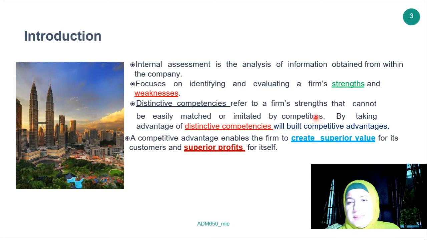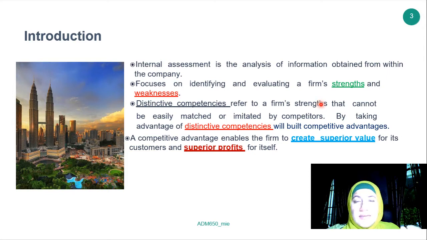So, the introduction. We're talking about these internal factors. You need to assess the firm's internal assessment. What is internal assessment here? It is the analysis of information obtained from within the organization, as compared to external assessment, where you have to assess factors from outside the organization. So what do you want to focus on in the internal factors here? You need to check your internal factors in terms of their strengths and weaknesses, and of course you need to identify and place more emphasis on their strengths.